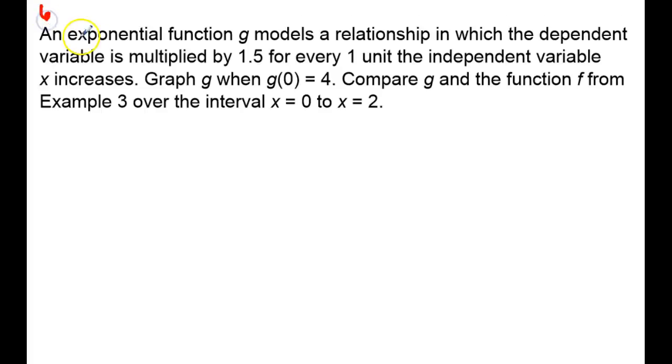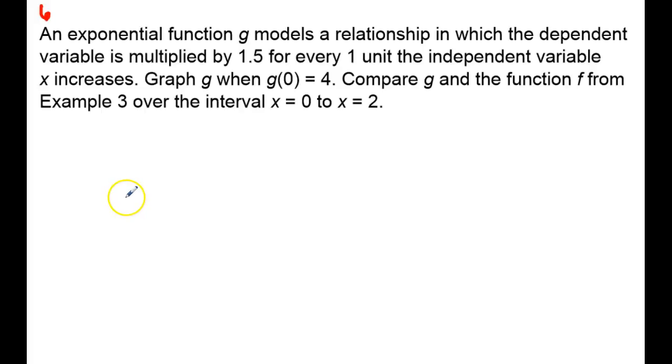Okay, so here we're looking at example 6. An exponential function g models a relationship in which the dependent variable is multiplied by 1.5 for every 1 unit the independent variable x increases. Graph g when g of 0 equals 4, and then compare g and the function f from example 3 over the interval x equals 0 to x equals 2.